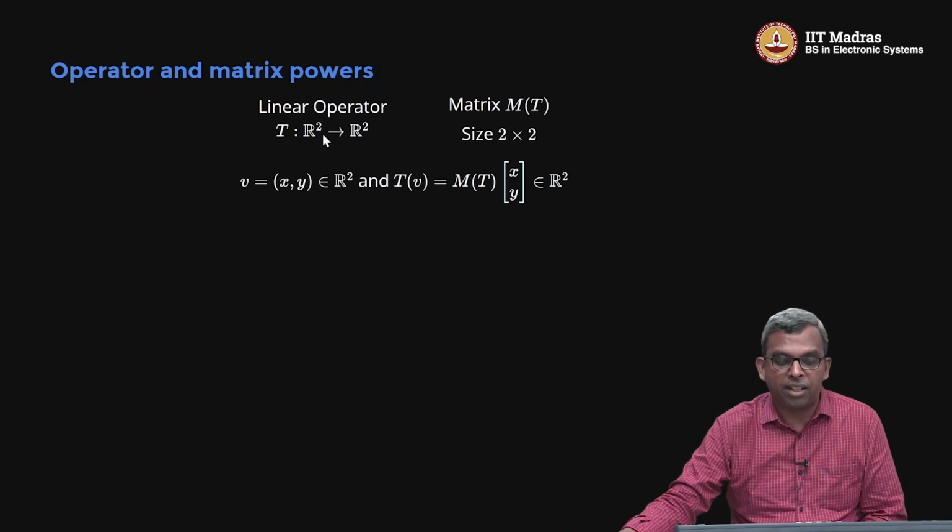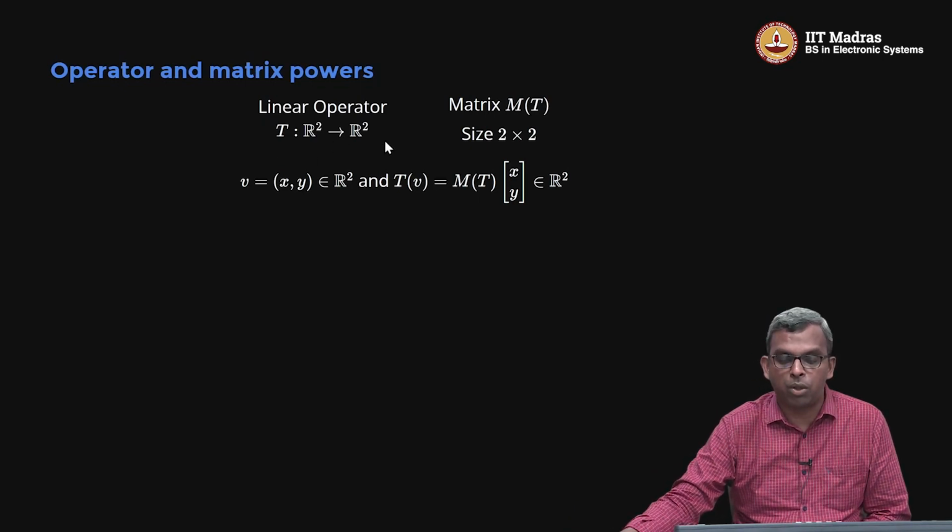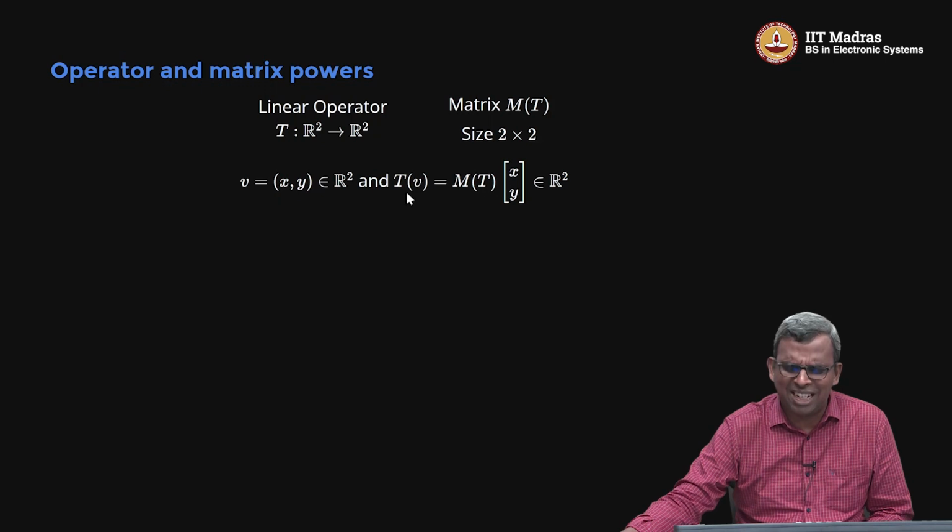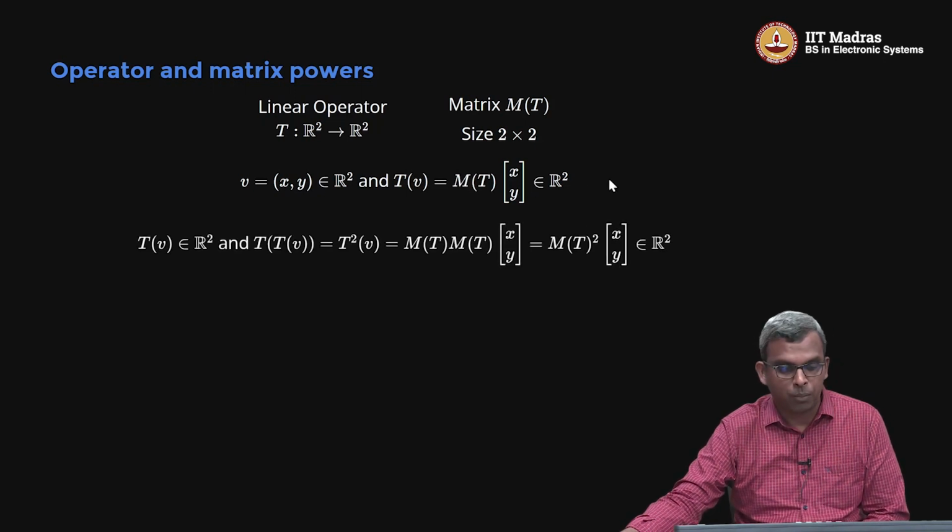So, operator and matrix powers. You have a linear operator T from R2 to R2, with matrix M of T of size 2 by 2. That is the corresponding matrix with respect to the canonical basis, let us say. So, v is (x, y) in R2, and the coordinates of T of v are M of T times (x, y). I mean, we always write it as equal, you know what it means, right? That also belongs to R2, we know that for sure.